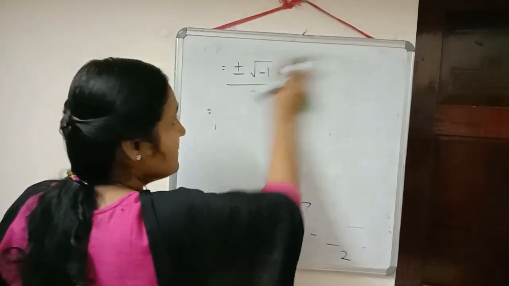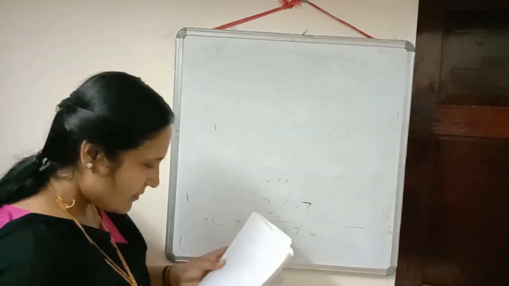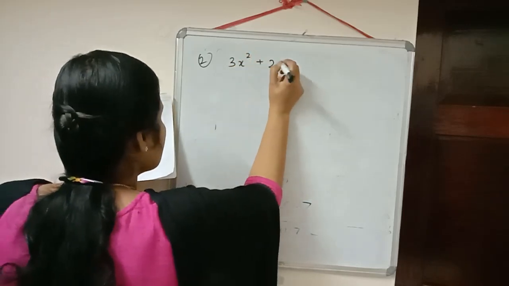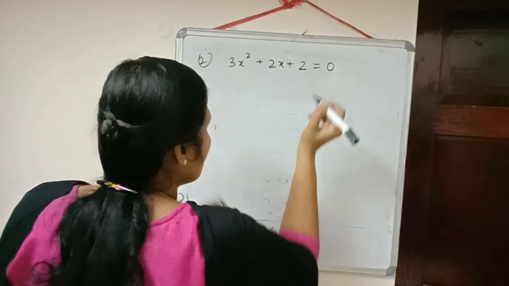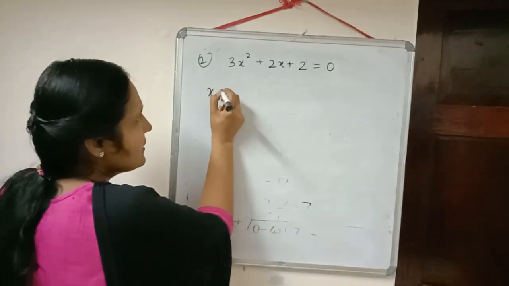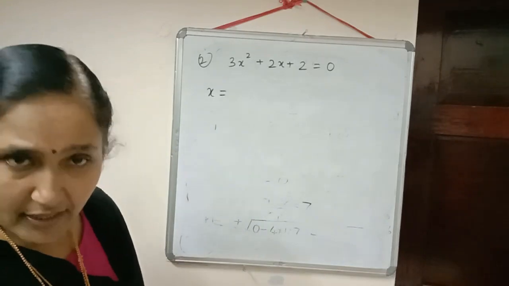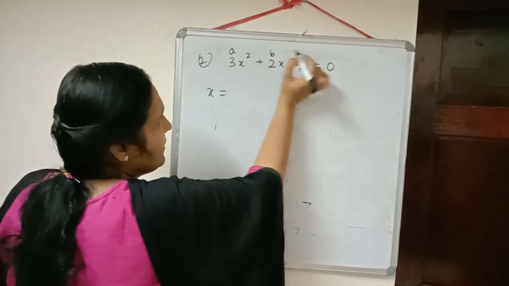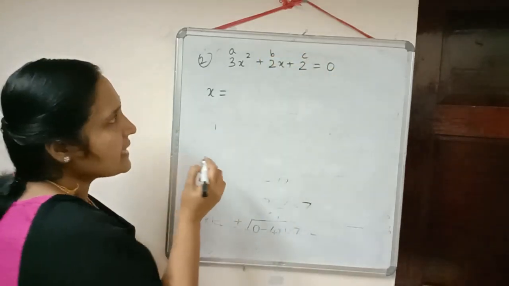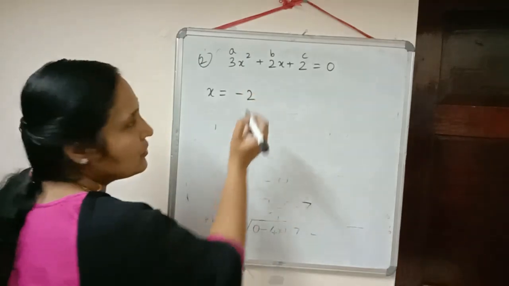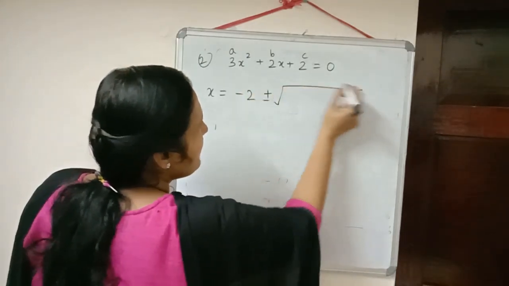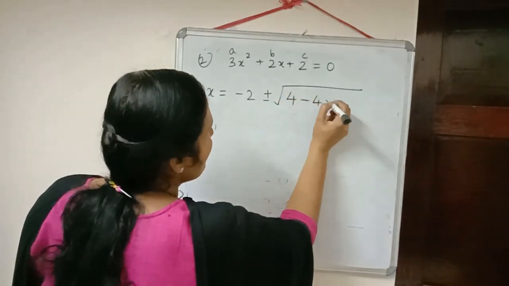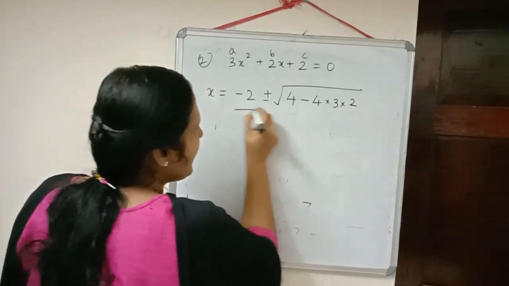Write down the next one. Second question is 3x square plus 2x plus 2 is equal to 0. So shall we write directly? x is equal to minus b. If you have any doubt you can write down the values of a, b and c, or you can mark a, b, c here. The formula is minus b, so that will be minus 2 plus or minus square root of b square, 2 square, 4, minus 4ac, 4 into 3 into 2, by 2a.